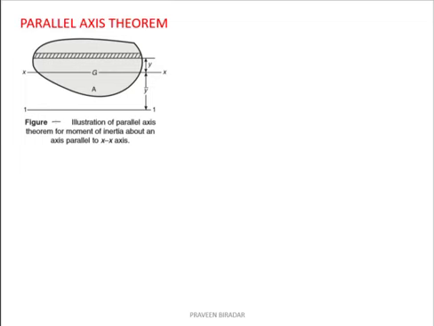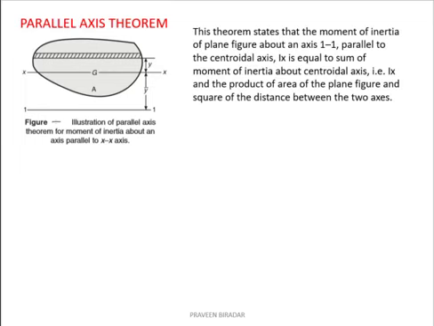Parallel axis theorem. This theorem states that the moment of inertia of a plane figure about axis 1, 1 parallel to centroidal axis Ix is equal to the sum of the moment of inertia about the centroidal axis, that is Ix, and the product of area of the plane figure and the square of the distance between the two axes. The equation is I11 equal to Ix plus A into distance square.